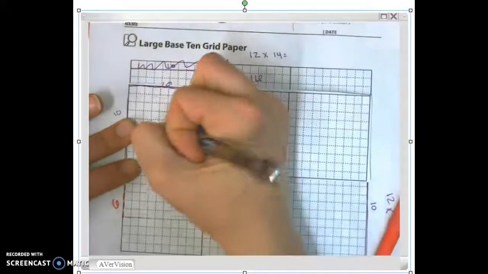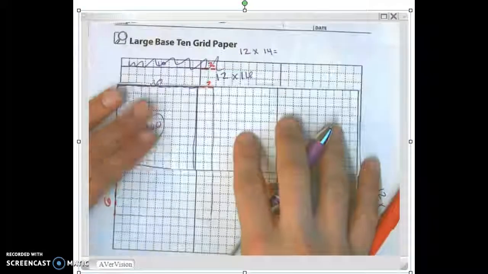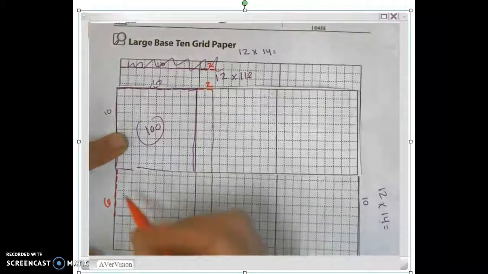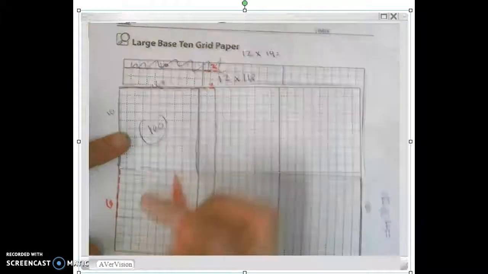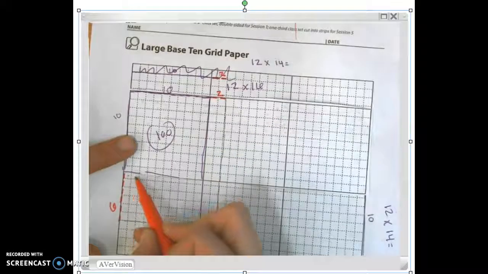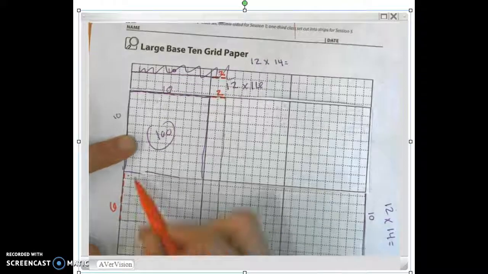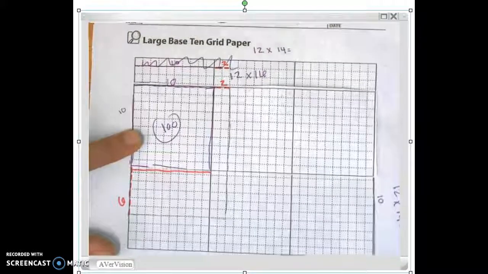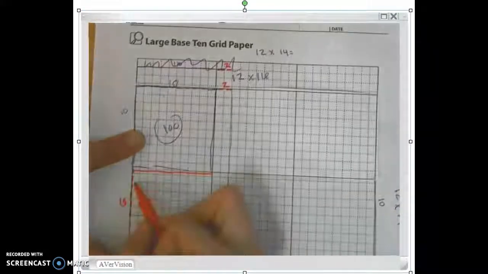This gets me 100. But now I need to fill out the rest of our rectangle. I see that I have 6 short lines. Okay. I'm going to count how many are in one line. 1, 2, 3, 4, 5, 6, 7, 8, 9, 10. 10 squares in this one line. I'm going to draw a line through it, because a line represents 10. Draw another line.